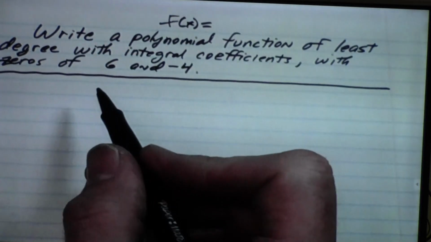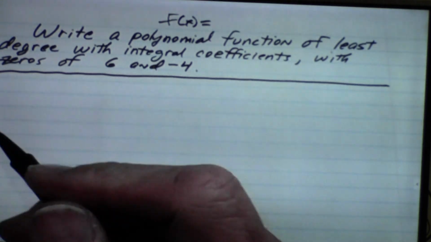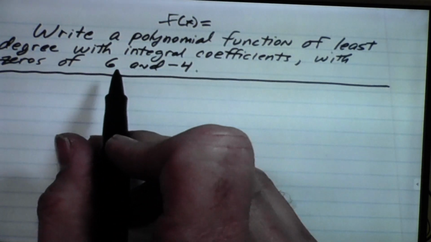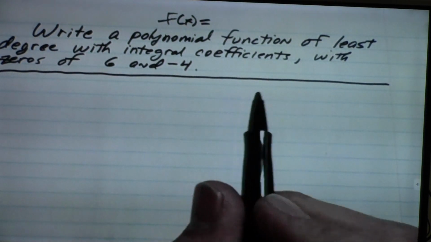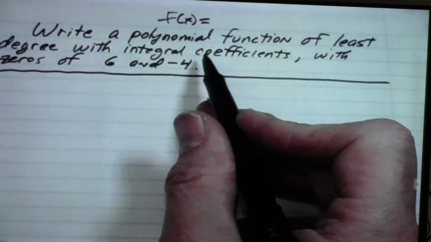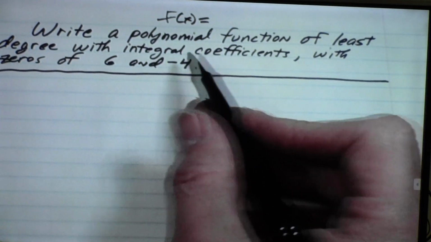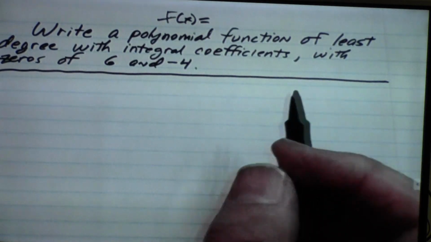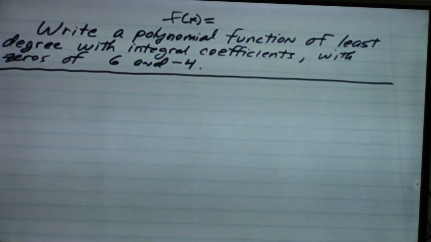Of least degree means that when we use these zeros, it will be the least exponent. In this case, because there's two zeros, we know it has to be x squared. Integral coefficients means no fractions or decimals. So integers can be negative or positive. We know we have these two zeros.